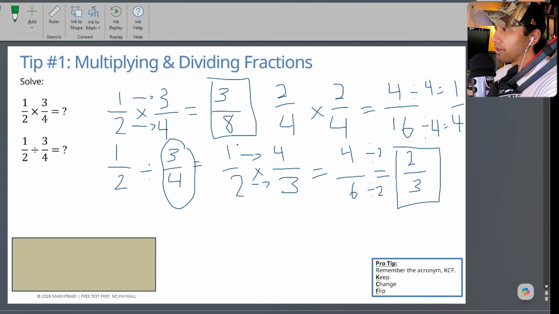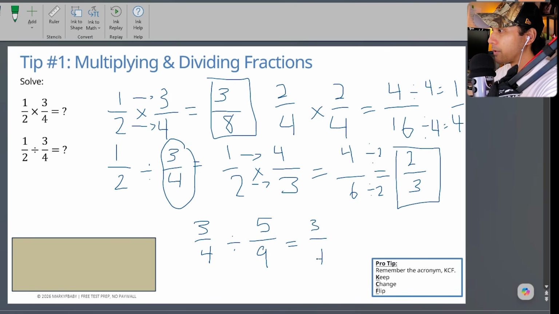That's all you need to know for division: just flip the second term. If you see something like this on the test, 3/4 divided by 5/9, just think of it like this, 3/4 times 9/5. That's it. And then just multiply across. That's all you need to know.